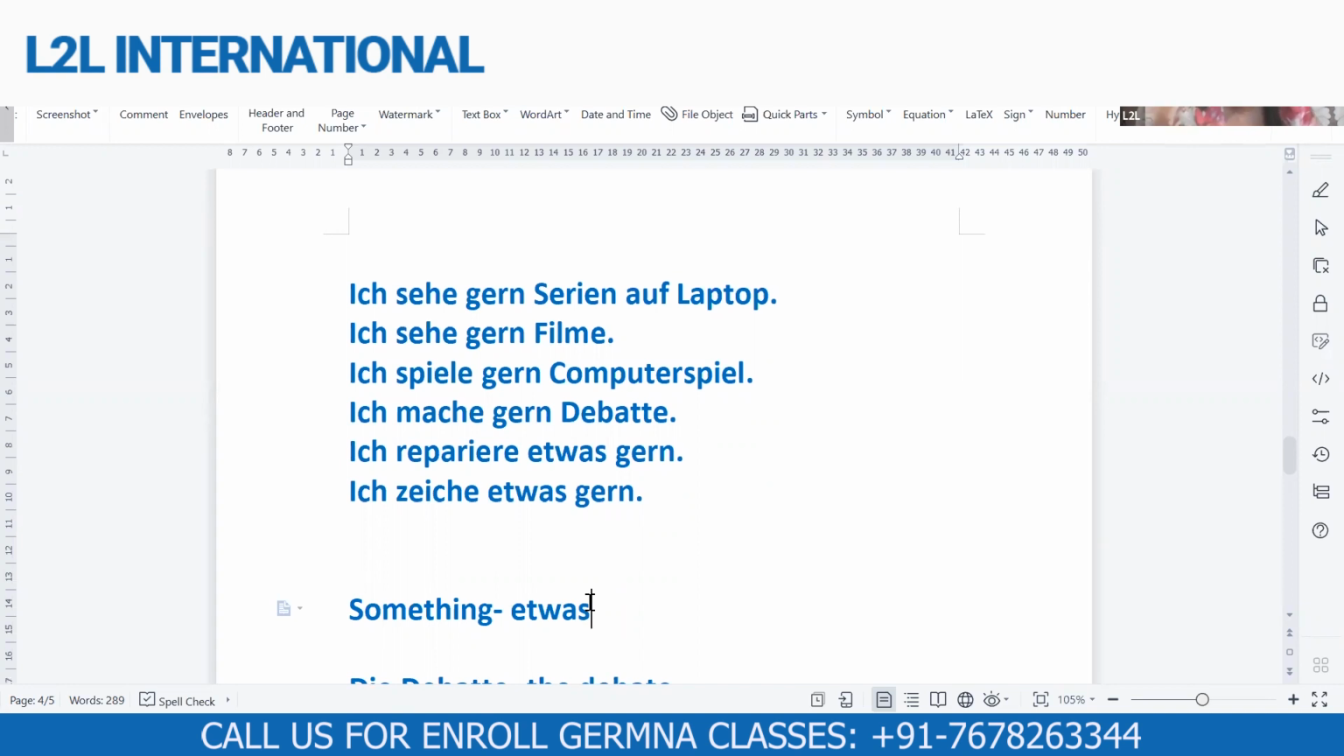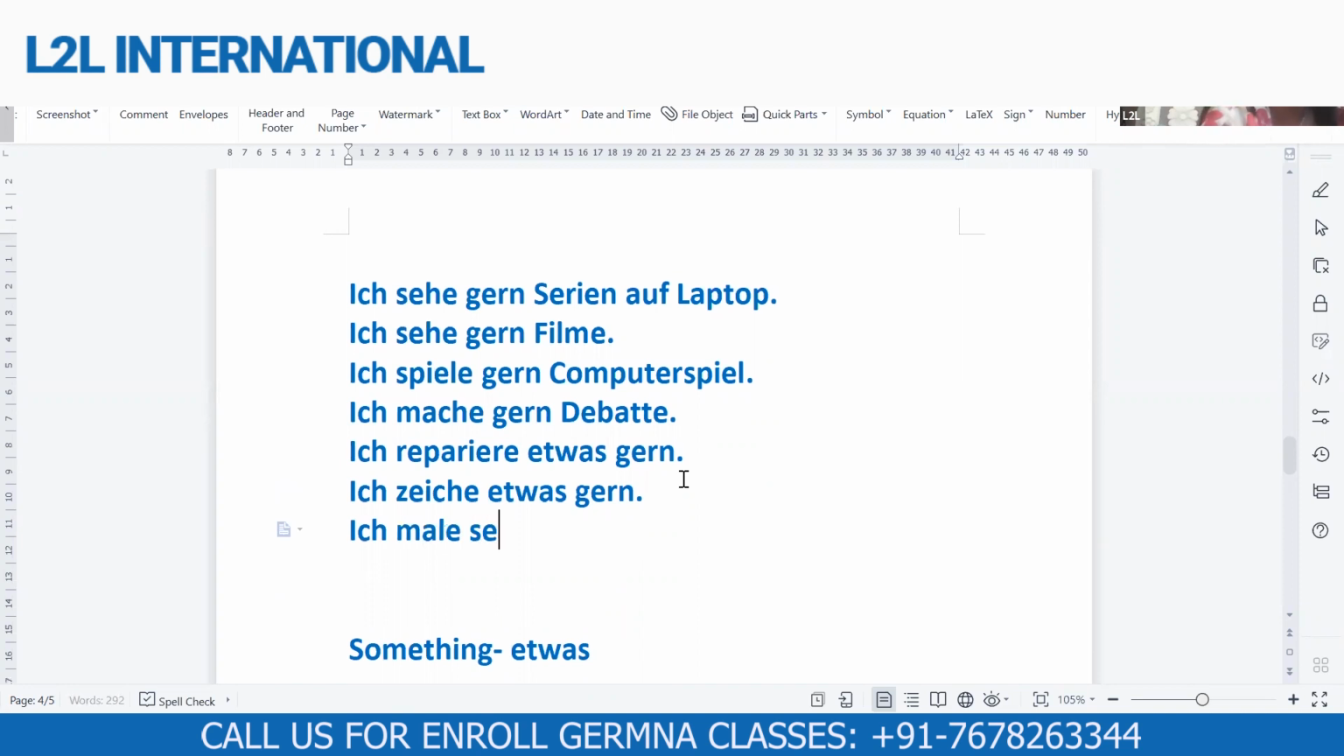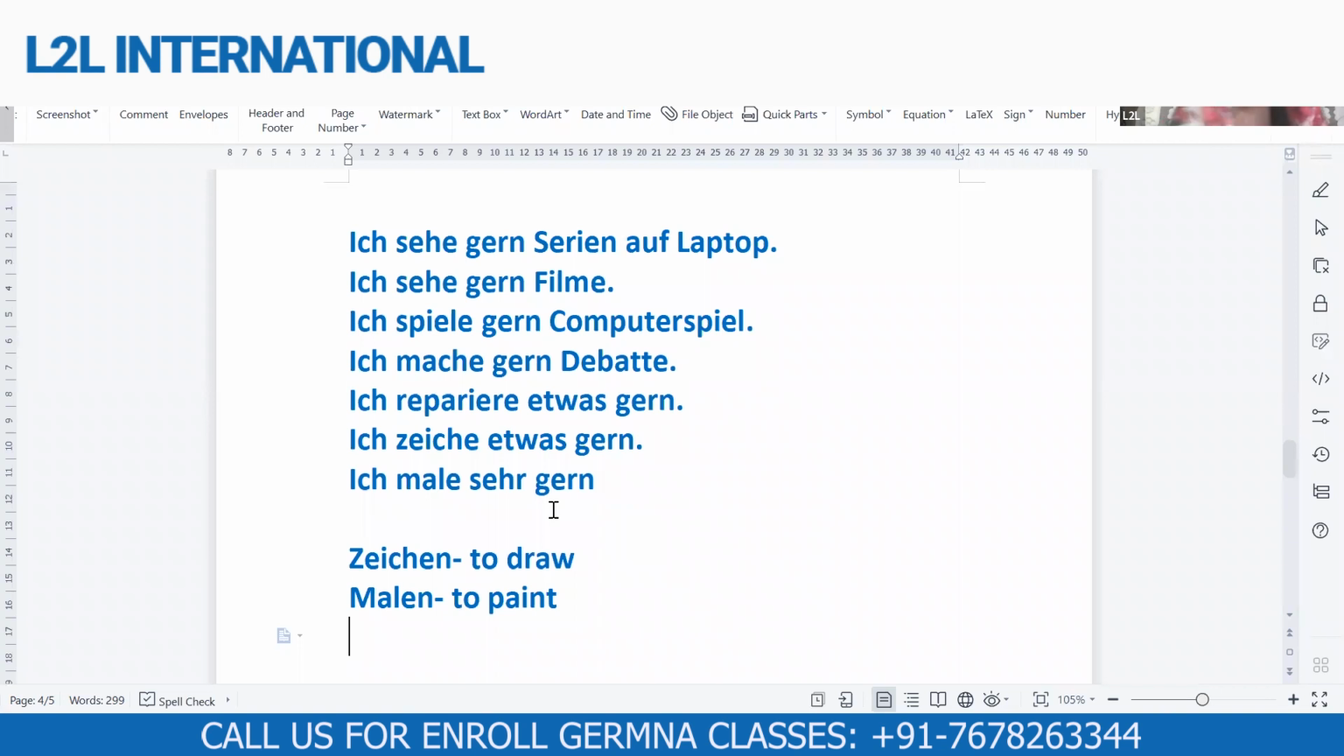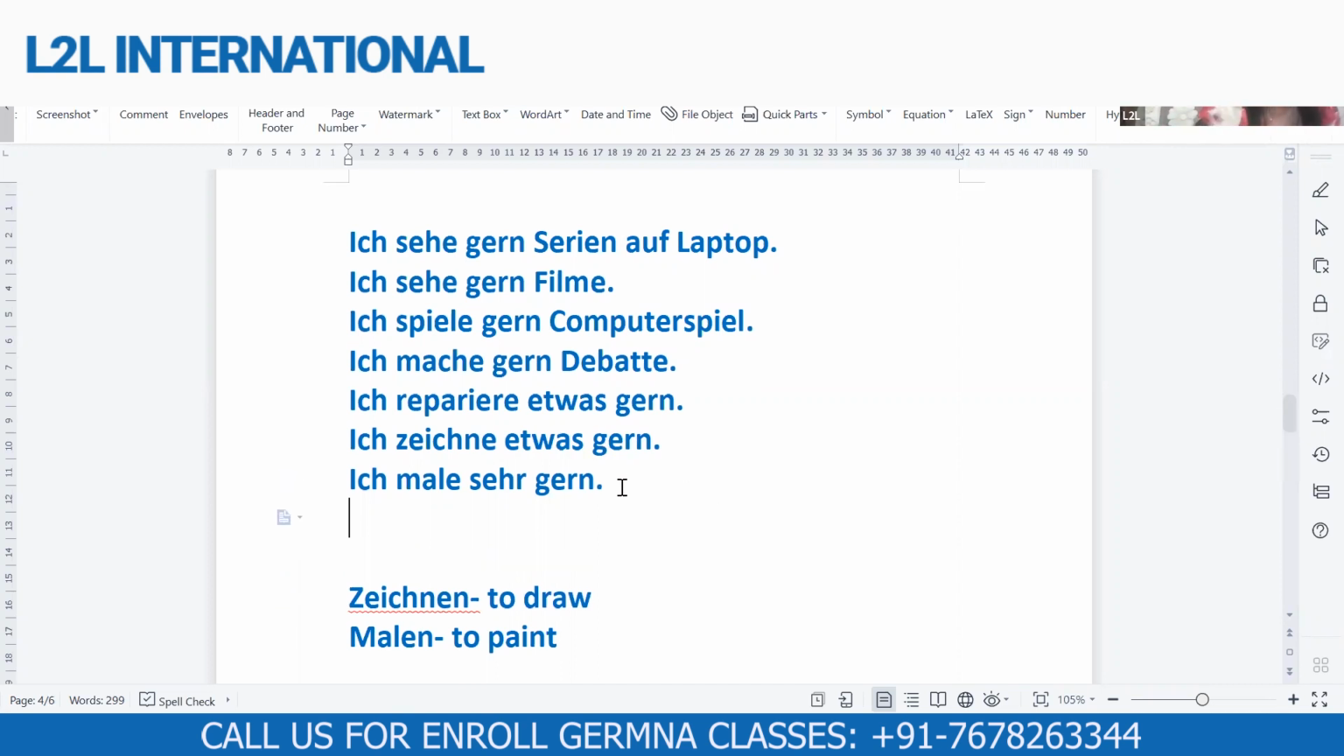And if you like to paint, drawing and painting are two different things. If you like to paint something, we can say ich male sehr gern. Malen and zeichnen. Zeichnen means to draw, and malen means to paint. They are two different things, so remember. Es tut mir leid. So ich zeichne sehr gern, oder ich male sehr gern. Malen means to paint something. Draw and paint, they are two different things, remember.